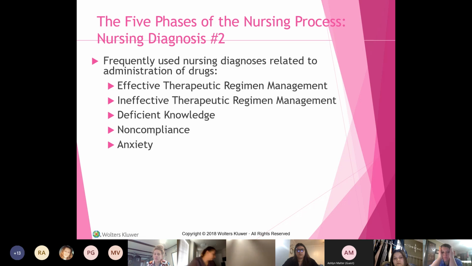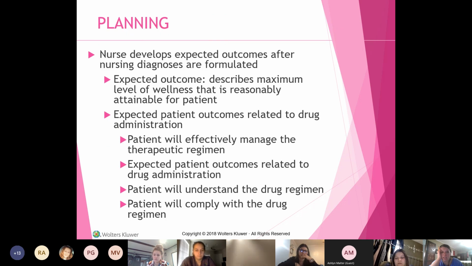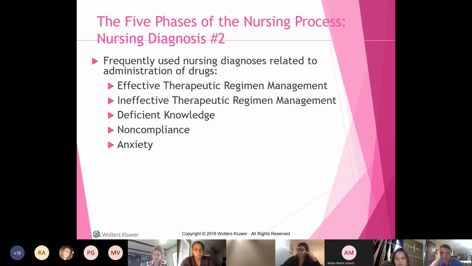But ineffective therapeutic regimen management is that their treatment regimen is not effective for what's going on with them. And exactly, Caitlin, we need to reevaluate their medications. We need to bring that to the physician's attention. So y'all weren't necessarily wrong, but that's more under non-compliance. If they are given the information and they're not taking it as prescribed, they're non-compliant. If they're given the medication and it is not effective, then we need to reevaluate those medications and those dosages. And if it's effective, we need to tell them to keep on taking it, right?